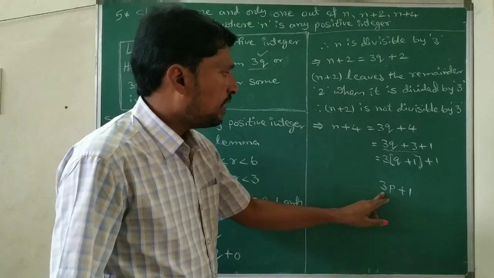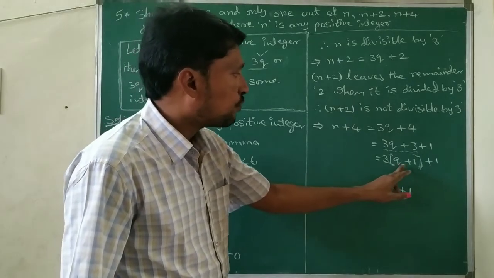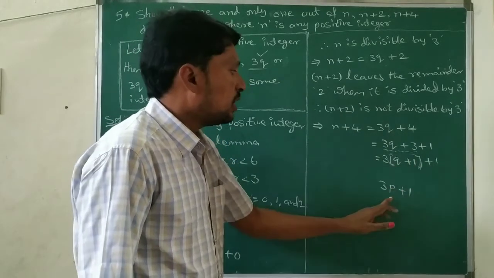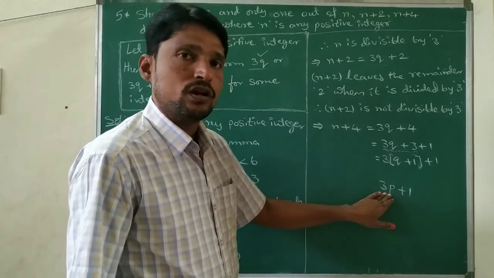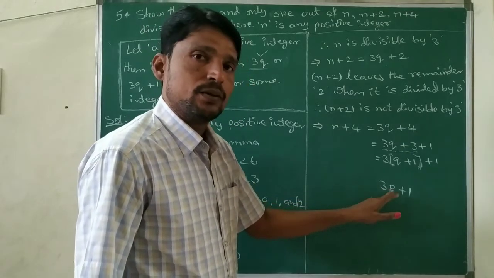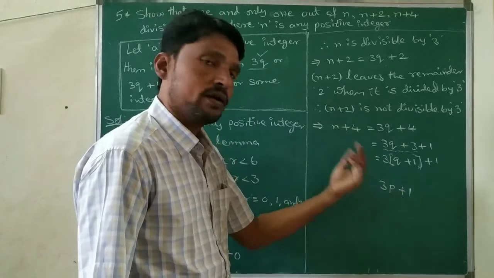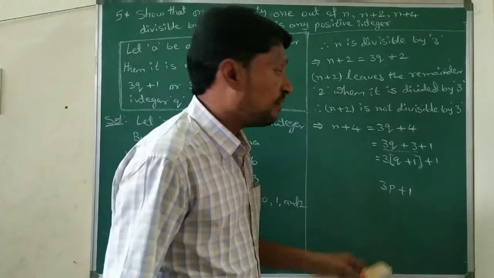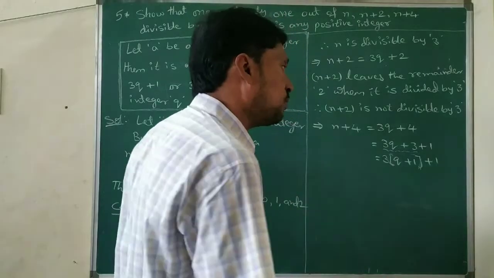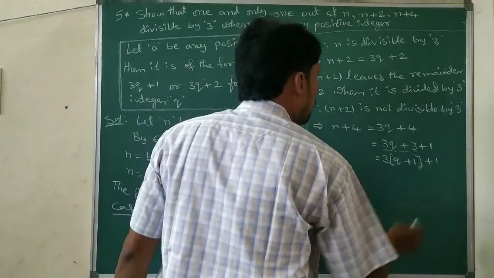So here 3p is p, instead of q plus 1 I took p. So 3p means it is exactly divisible. Why? Because 3 is the multiple of that number, which means it is divisible. 3p plus 1 means it is not exactly divisible, which means the remainder we are getting is 1.